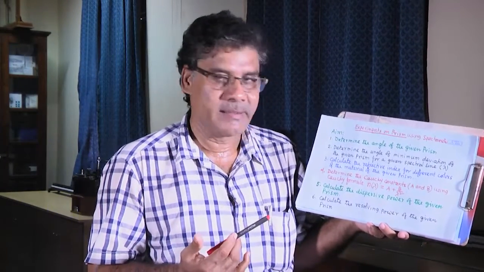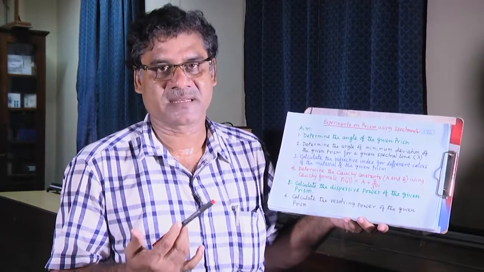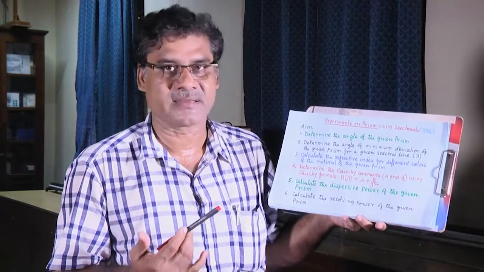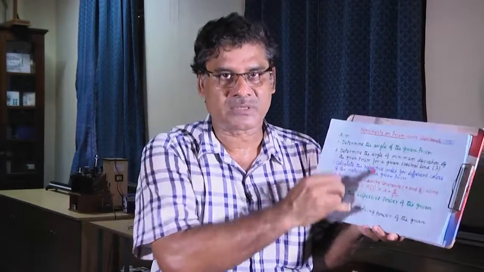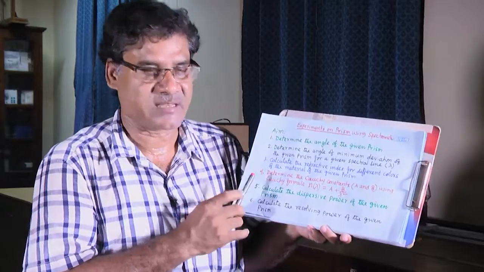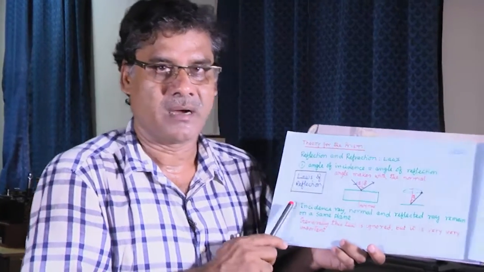And dispersive power of the prism as well as resolving power of the prism. What are those? What is the meaning of those terms? Let me explain first. So this experiment is based on purely reflection and refraction of light.